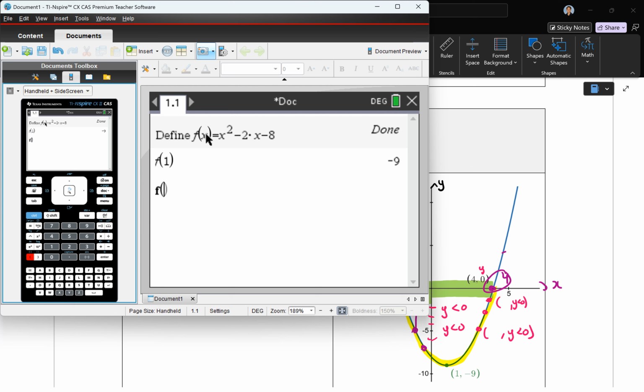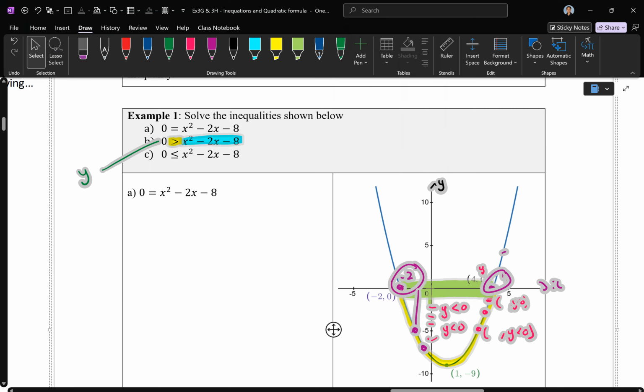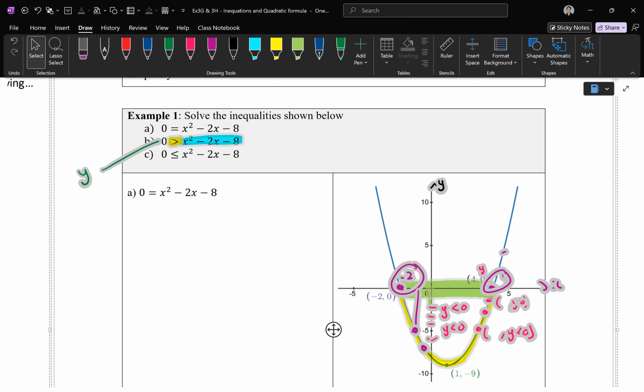Let's pick another one. What if I said f of 2.3? See, 2.3 is between -2 and 4. I promise you the answer is going to be less than 0. So here we go. It's hard to see, but -7.31. That's not a guess. That's because I can tell from the graph that if you pick any x value on the x-axis between -2 and 4, the y values are always going to be less than 0. Does that make sense? A bit more?